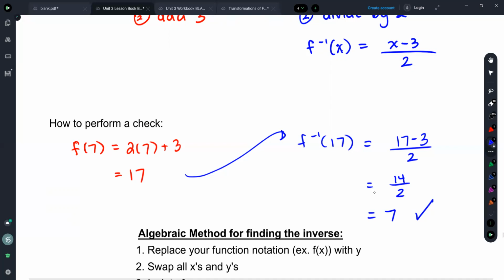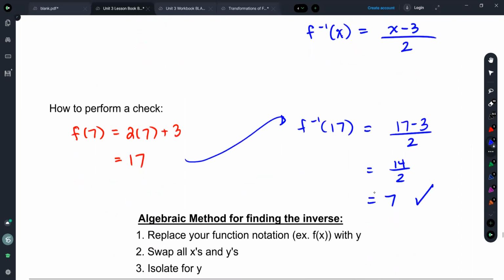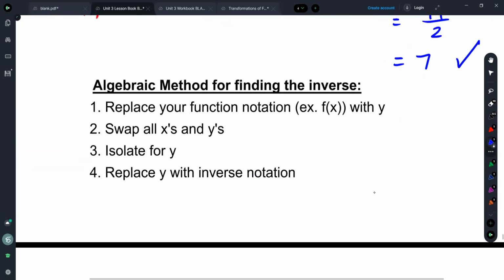All right, so when the function's a little bit easier, something like 2x plus 3, we could probably figure out what this equation looks like just by doing what we did up here: I figure out the order, I figure out what operations are happening, I switch the order and I switch the operations, and then I come up with an equation. As functions get more complex, this is a little bit more challenging to do. You can still try it, but this is an algebraic method that you guys can use to find the inverse function. It's actually very straightforward.